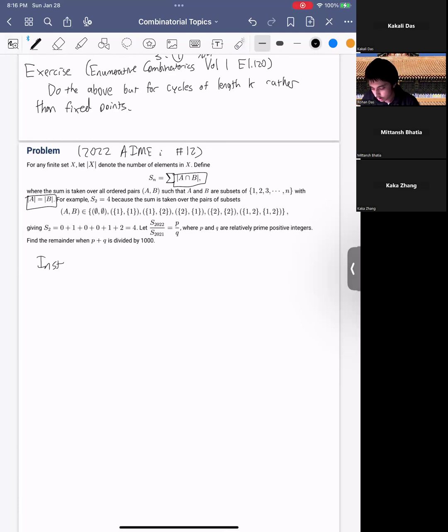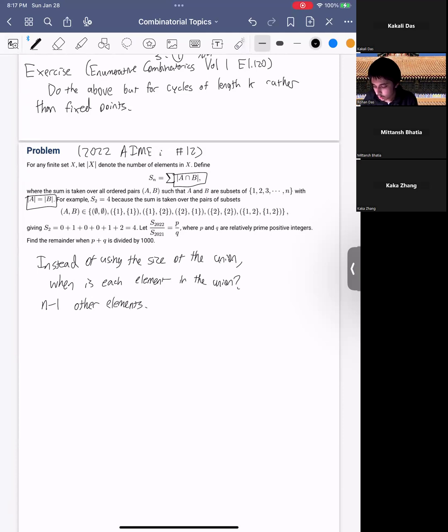So instead of using the size of the union, we think about when each element is in the union. We can think specifically about one. It doesn't really matter too much which one we choose. So there are n minus one other elements.